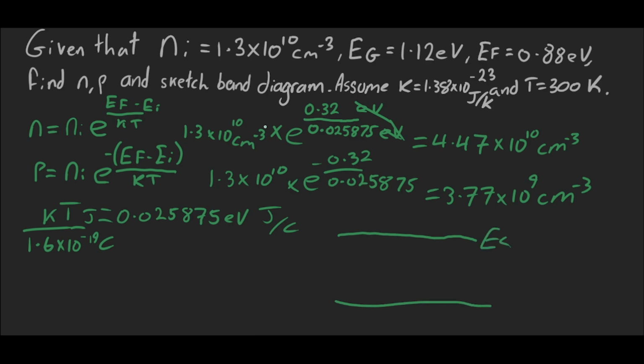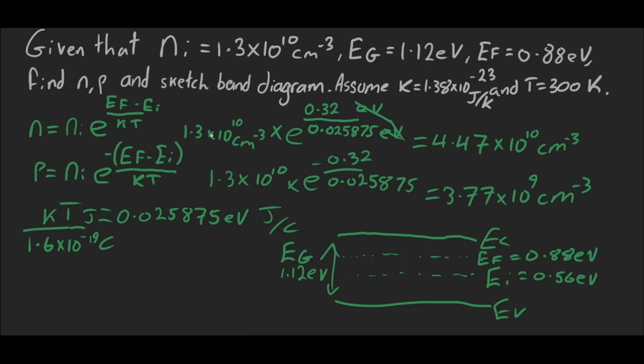So now let's finish this by sketching the energy band diagram. This is EC, EV, here's EI at 0.56 electron volts. The Fermi energy is roughly here. What's important is that we write the number here, 0.88 electron volts, and the band gap, 1.12 electron volts. And that's the question solved.